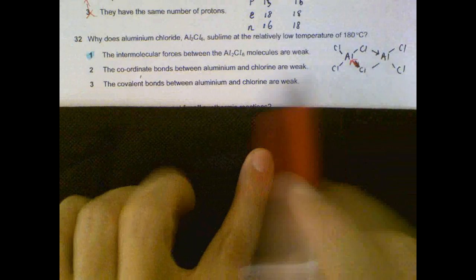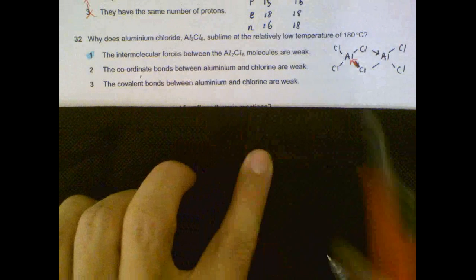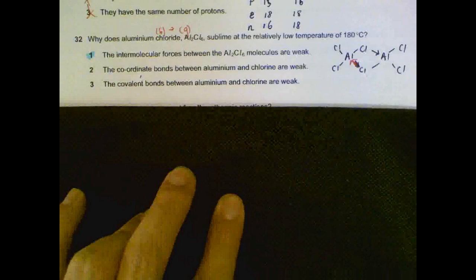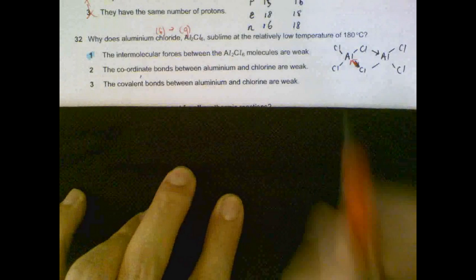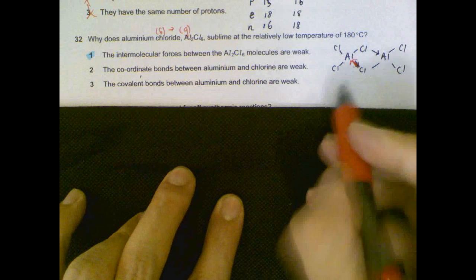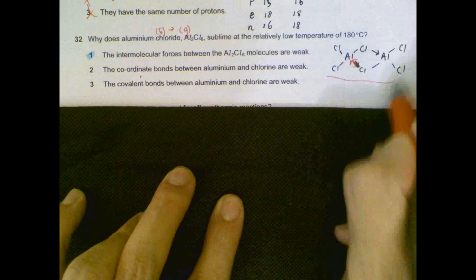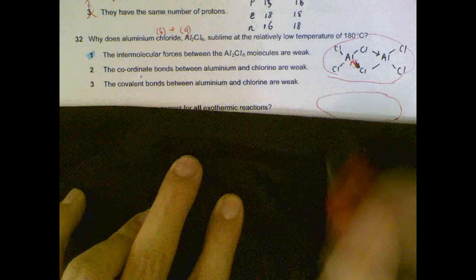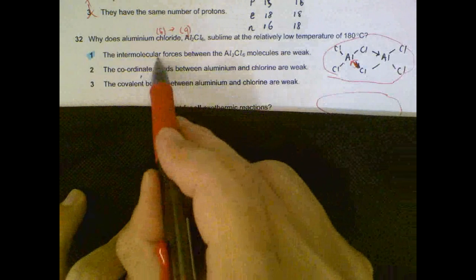So when we say it sublimes easily, we are saying that it goes from Al2Cl6 solid to Al2Cl6 gas readily. So what we are breaking is not any of these bonds here. Right, these bonds remain intact during sublimation. It's the bond between one molecule and another molecule. So the intermolecular bonds are weak. The coordinate bonds, covalent bonds are unaffected during sublimation.